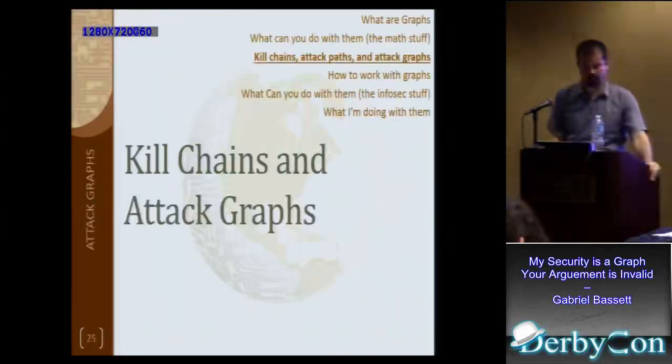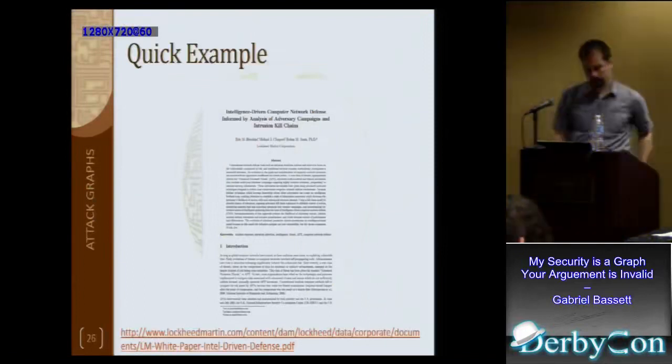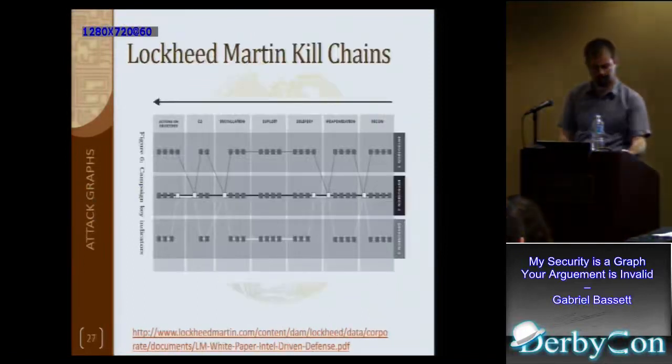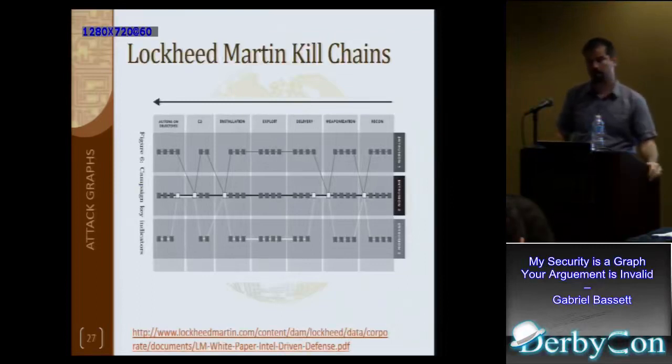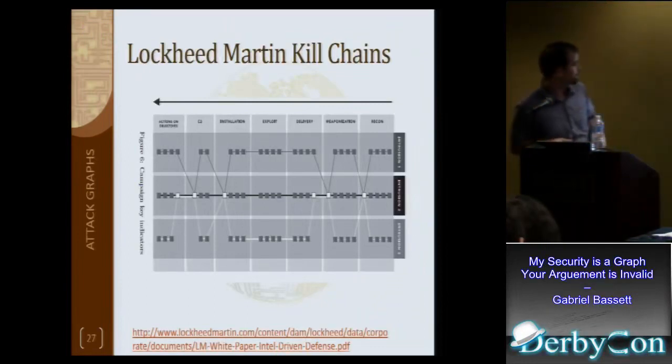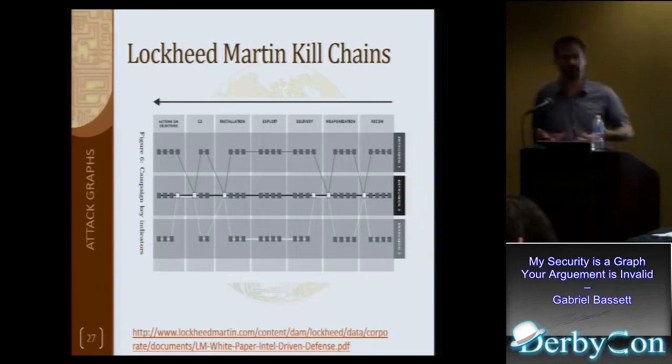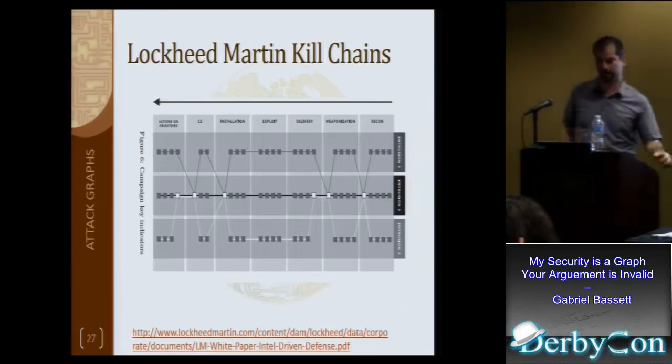So kill chains and attack graphs. This is the Lockheed Martin thing. And they defined a couple of steps that are common in attacks. They said recon happens and these things, but you start looking in the black, obviously the squares are nodes and the lines are edges. You really have a graph here, and so you can do all those graph things with it. But I said, do we really need those different categories?